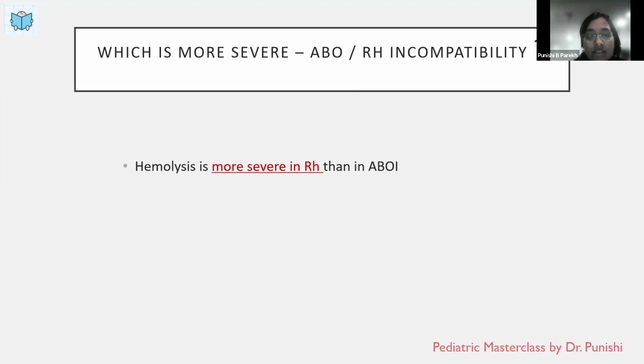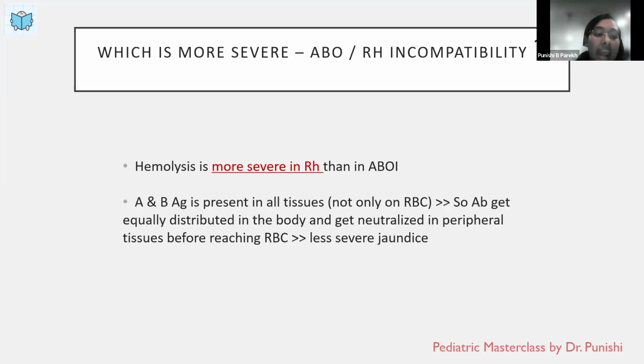The reason behind this is that your A and B antigens are present in all tissues of the body. It's not just the RBCs. So when you have antibodies against these two antigens, these antibodies get equally distributed in the body, not just to the RBCs, and they get neutralized in the peripheral tissues. That's why the amount of hemolysis caused in ABO incompatibility is less as compared to Rh, because the Rh antigen is only present on the RBCs.